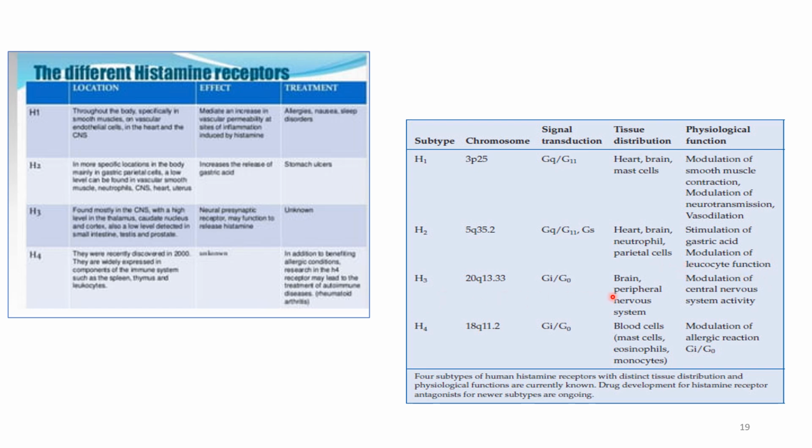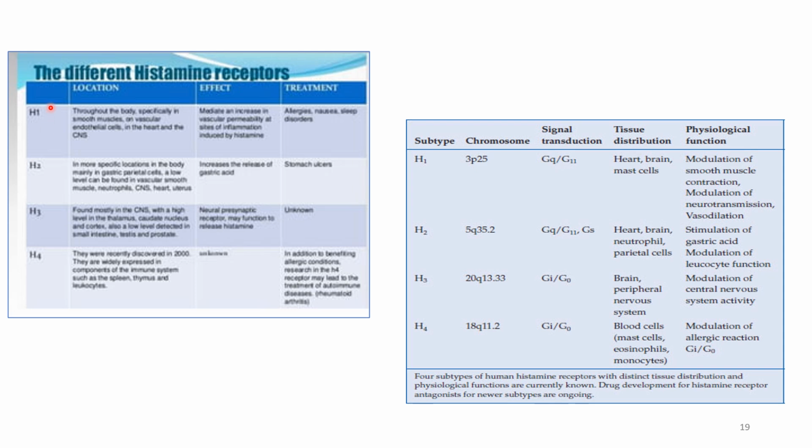And H3 receptors are present in the brain and peripheral nervous system. They can modulate the nervous system activity. H4 is present in the blood cells, that is on the mast cells, eosinophils, monocytes. They will modulate the allergic reaction. This slide is very much dull.